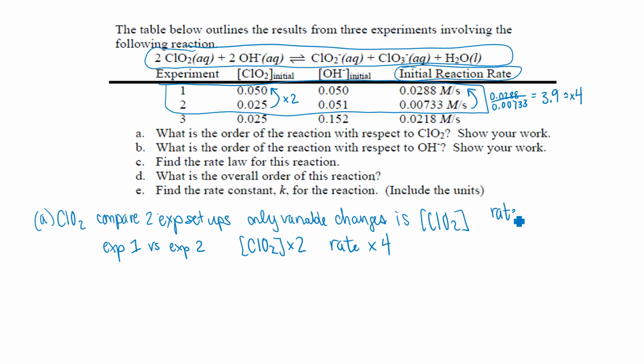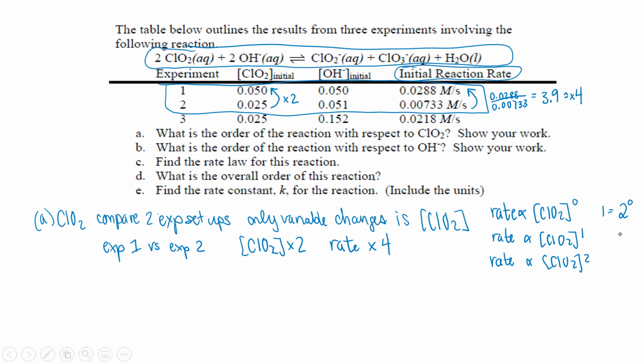Then we need to ask ourselves, what scenario does this fit with? We just have 3 options here. The ClO2 is either going to be 0th order, 1st order, or 2nd order. Those are my 3 possibilities. So let's think those through. If it were 0th order, then if I doubled the concentration, the rate would stay the same, because 2 to the 0th power is just 1. So it would be unchanged.